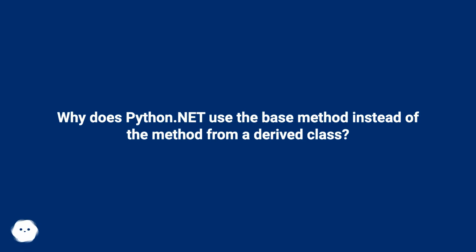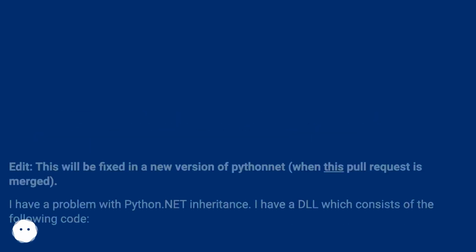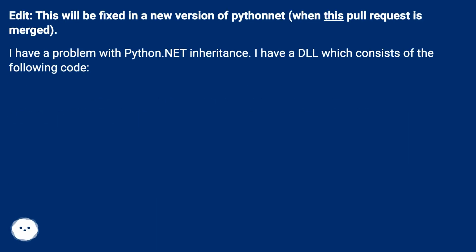Why does Python.NET use the base method instead of the method from a derived class? Edit. This will be fixed in a new version of Python.NET, when this pull request is merged. I have a problem with Python.NET inheritance.